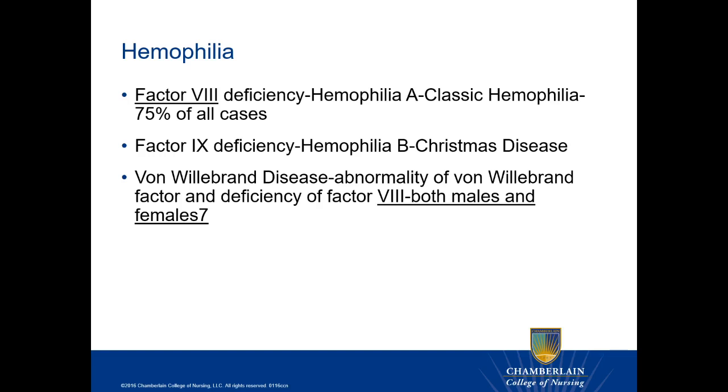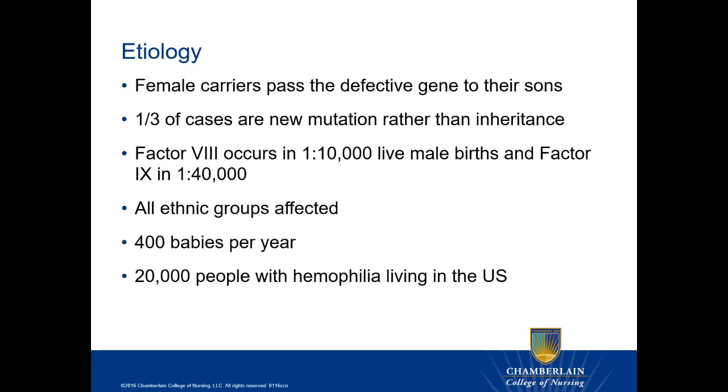Von Willebrand's is an abnormality of von Willebrand factor, and maybe a deficiency of factor 8. And it is the one that affects females. Hemophilia typically does not affect females because it is X-linked recessive, and we'll talk about that. The female passes the gene to their sons. It's on an affected X gene. The son gets an X from the mother, and they get a Y from the father. So there's no normal Y to counteract the abnormal X, and therefore the boys are affected.